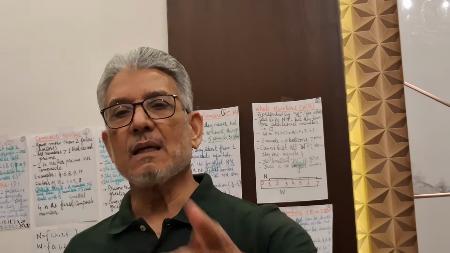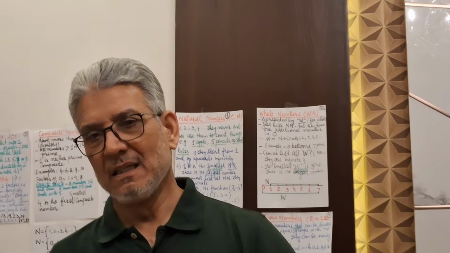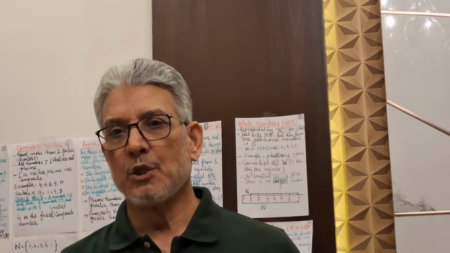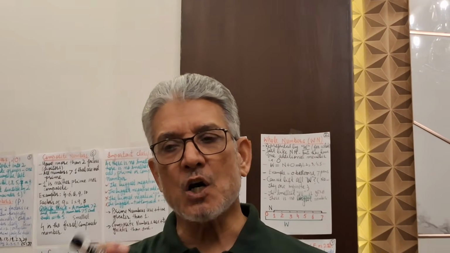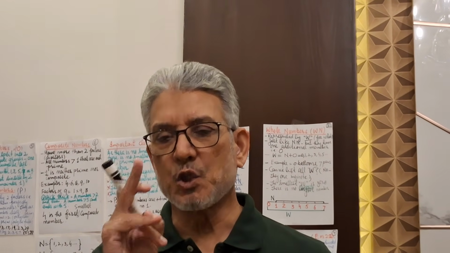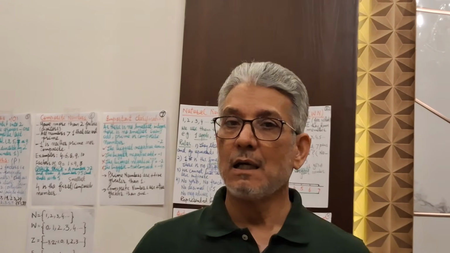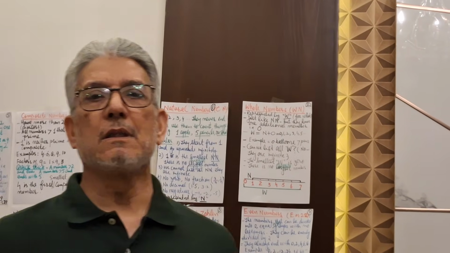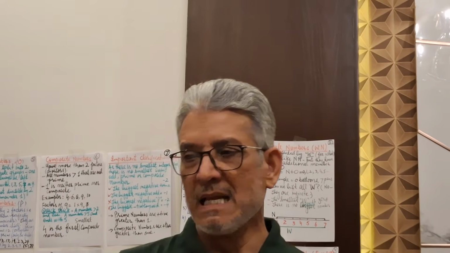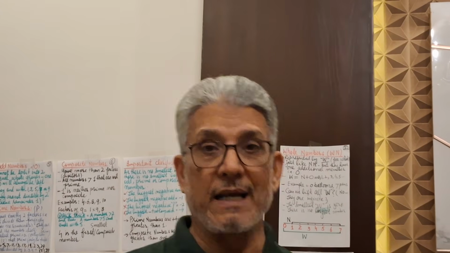For example, you divide 3 by 2, remainder is 1. You divide 5 by 2, remainder is 1. You divide 7 by 2, remainder is 1. You divide 9 by 2, remainder is 1. So for any odd number, when divided by 2, your remainder is always 1, except the very first odd number. The very first odd number is 1 in case of natural numbers and whole numbers.